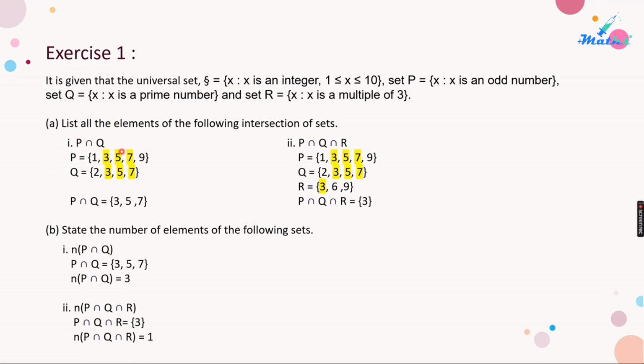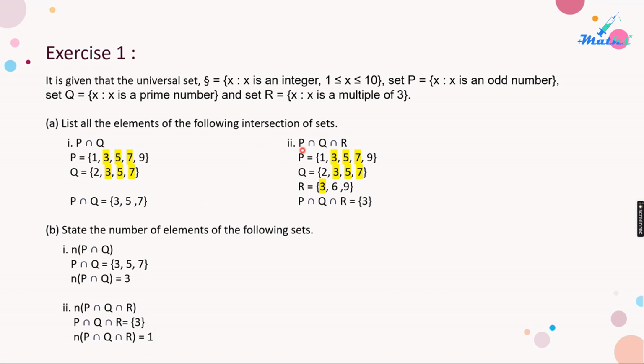First, P ∩ Q. P is an odd number, so we get 1, 3, 5, 7, and 9. Q is a prime number, so we get 2, 3, 5, and 7. In set P and set Q, 3, 5, 7 are the same common elements. So P ∩ Q equals bracket 3, 5, and 7.